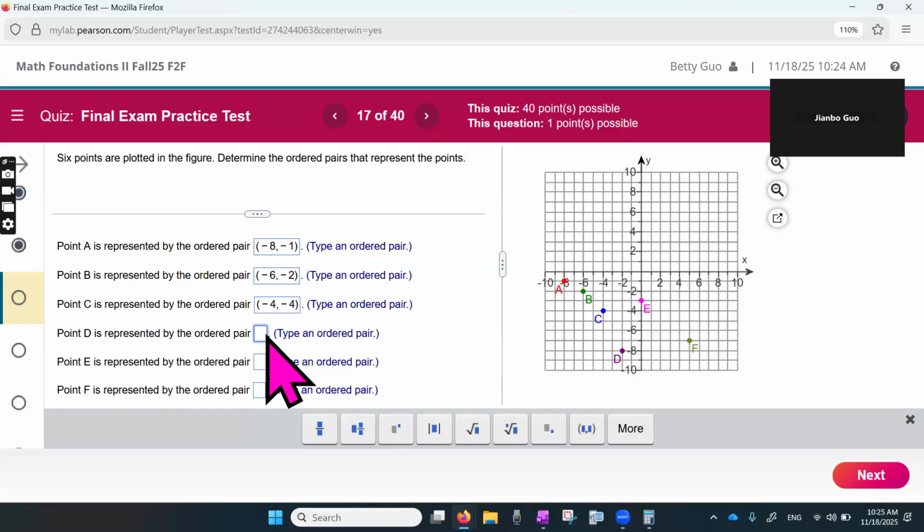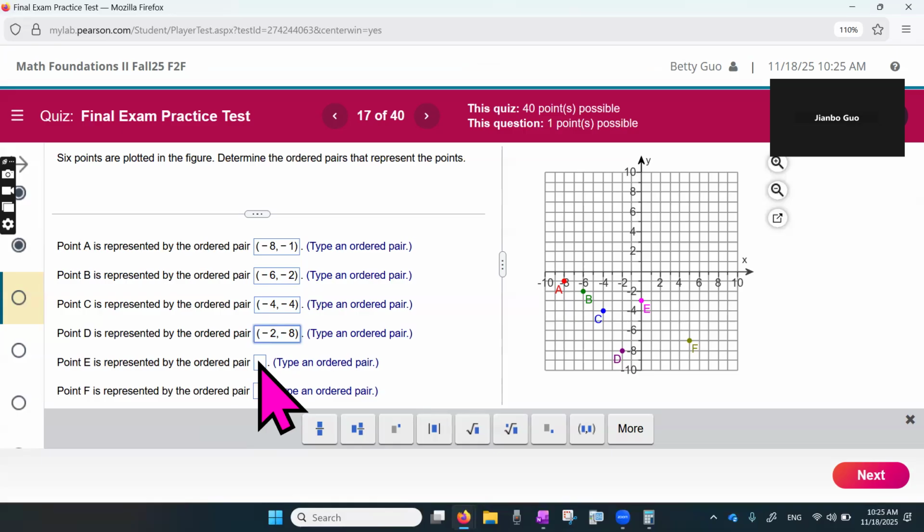D, negative 2, negative 8. Negative 2, negative 8. Made a mistake inside the parentheses. Negative 2, negative 8. Make sure that's the comma, not a dot. Is it comma?